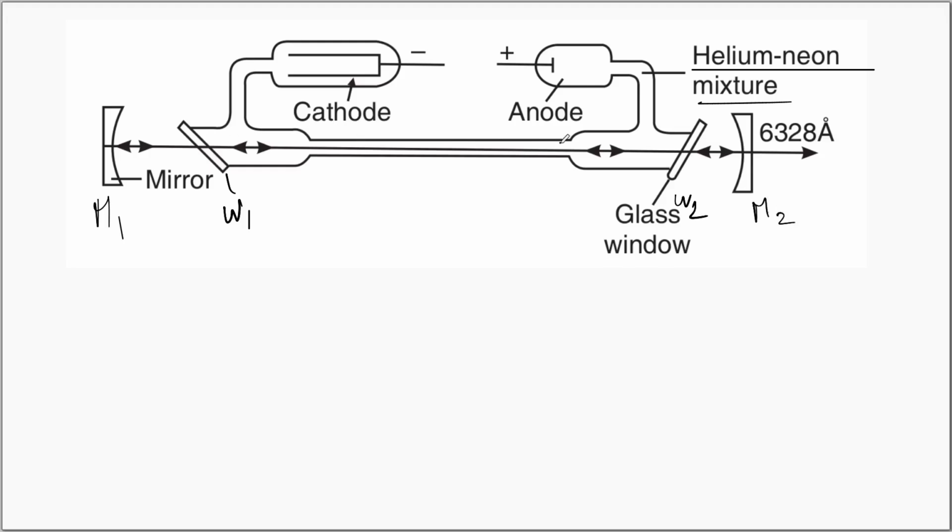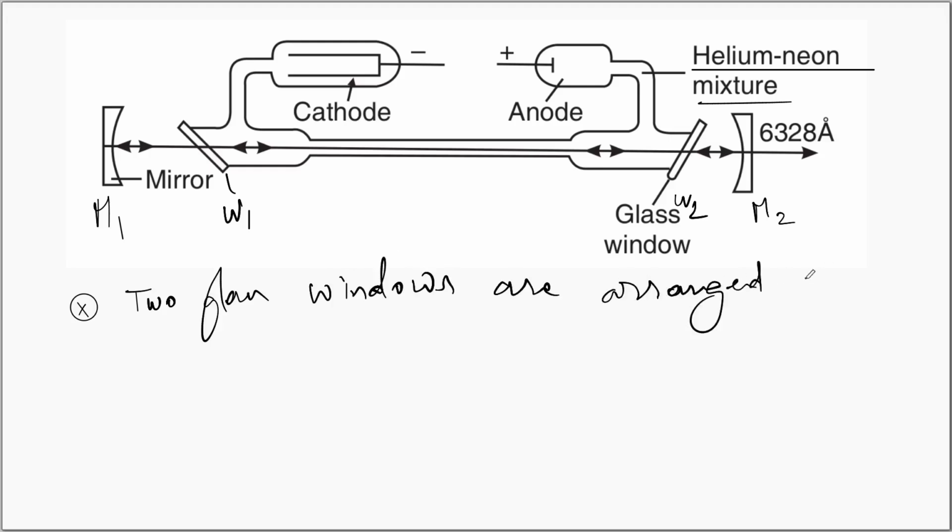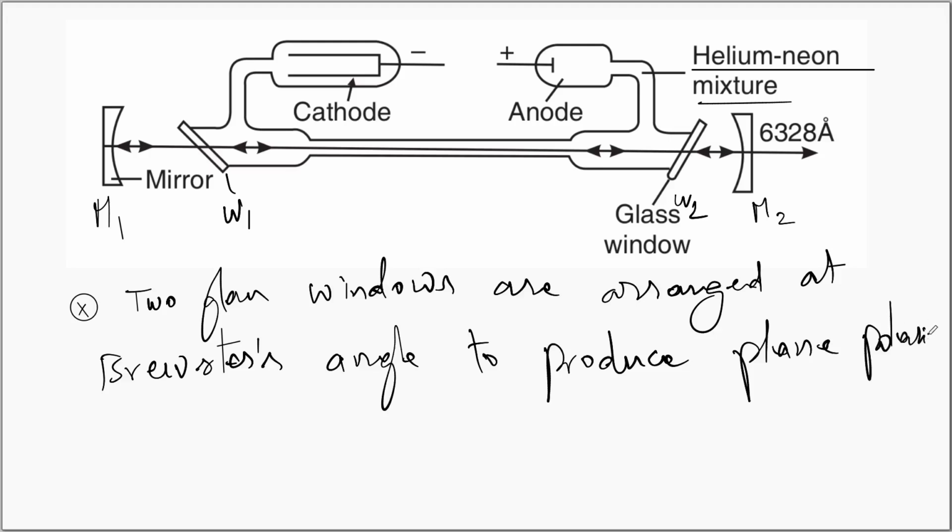We have a discharge tube made up of quartz crystal. In that we have the helium neon gas mixture. The tube has two slant windows, W1 and W2, and the entire tube is enclosed by two concave mirrors, M1 and M2. Placed parallelly, the two glass windows are arranged at Brewster's angle to produce plane polarized light.